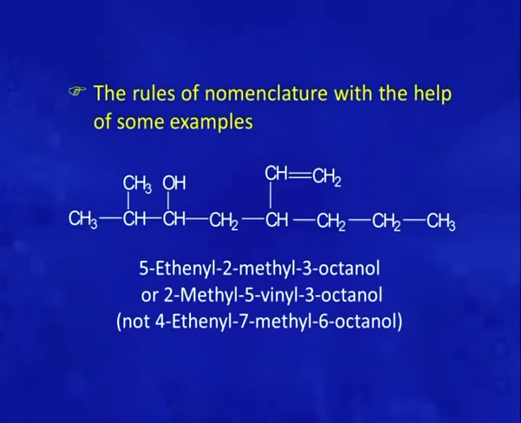In this example, you see the hydroxy group is here and we have a carbon-carbon double bond, but the longest possible carbon chain here does not have both the groups in the main chain. So what we do is take this carbon-carbon double bond, or this vinyl group, as a substitution on the main chain. The main chain starting from here, the name given to this molecule is 5-ethenyl 2-methyl 3-octanol, or this ethenyl group can also be named as vinyl. In that case, we will say that 2-methyl 5-vinyl 3-octanol is the name of this molecule, but not 4-ethenyl 7-methyl 6-octanol.